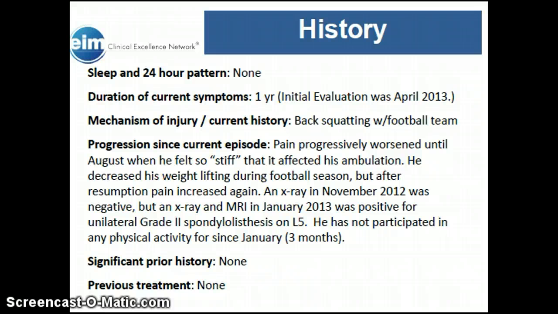They went to get an x-ray. That was negative. They were a little bit befuddled as to what was going on. He went back in January because the pain was still there. He had another x-ray and MRI. They were both positive for a unilateral grade 2 spondylolisthesis on L5. And he has not participated in any physical activity since that time.